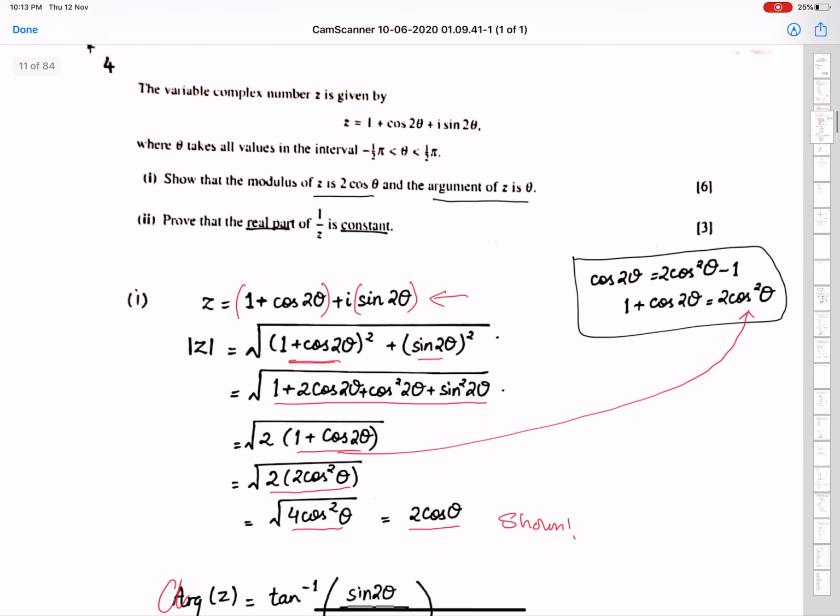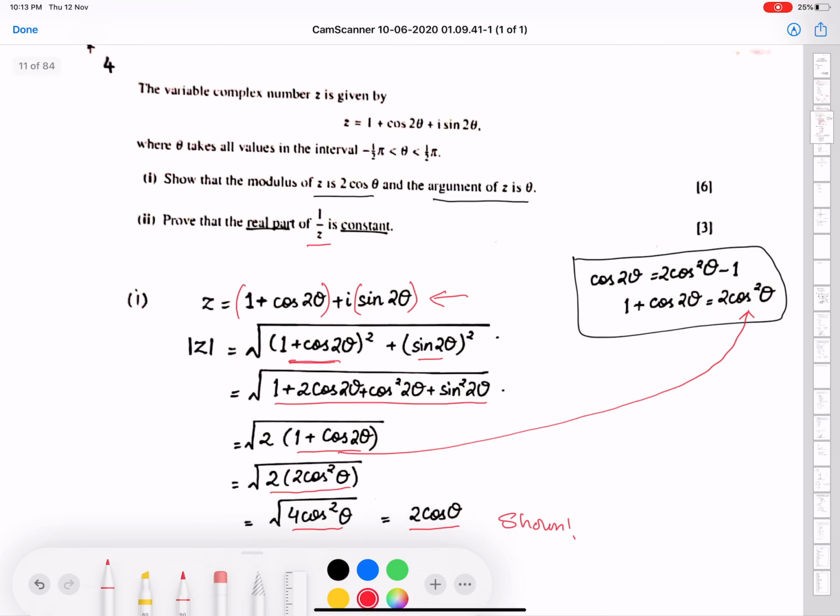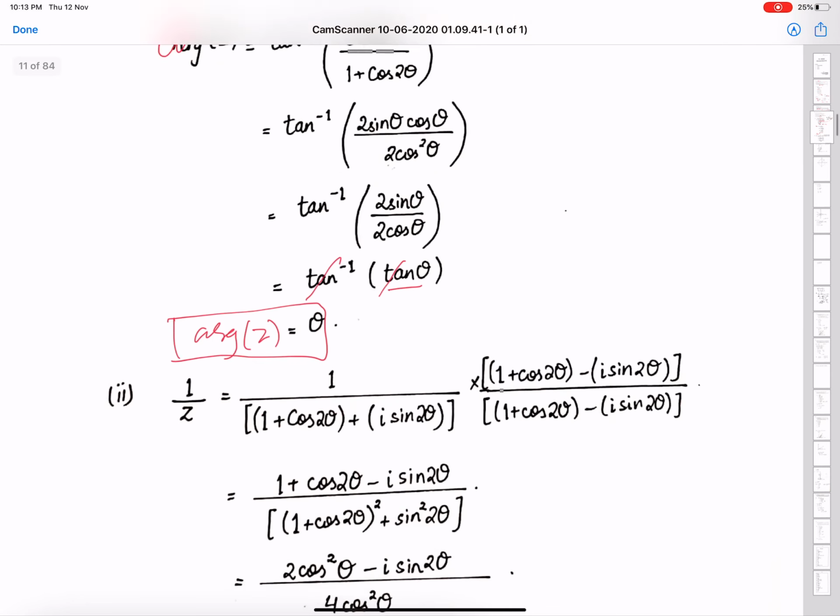Sorry. Now the next part is prove that the real part of 1 upon z is constant. We have to show this. The real part of 1 upon z is constant. This is basically a rationalization question.